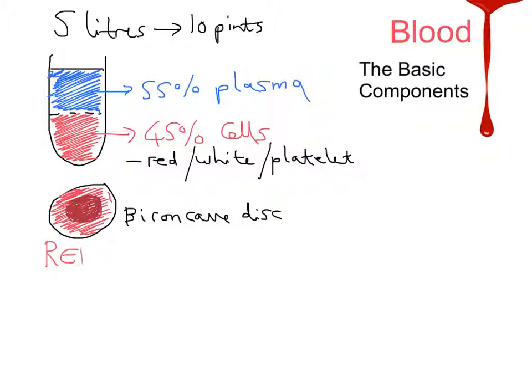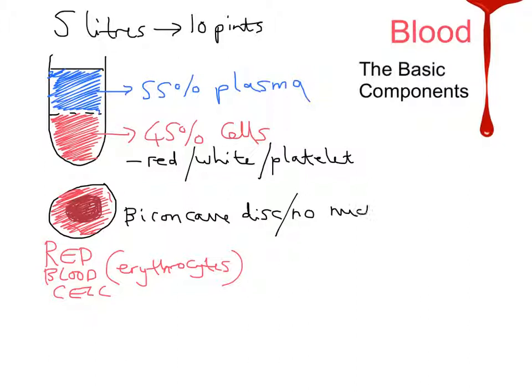We'll look at the red blood cell. Now the red blood cell, the correct name for the red blood cell is the erythrocyte. So we'll put that in there. Red blood cells, their proper names are erythrocytes. And they look a bit like biconcave discs. And the reason why they do is to increase the surface area. They have no nucleus, so we'll put that in there. There's no nucleus within the red blood cell.